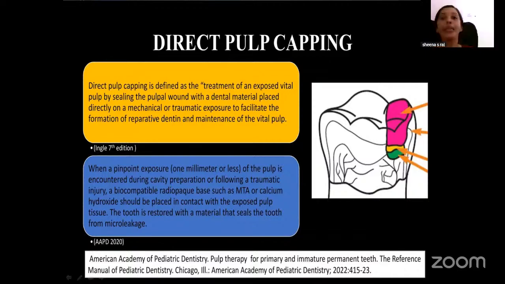As you can see in the first image, there is caries or mechanical injury. We place a hemostatic agent so that the bleeding will be stopped, and on the surface of that, we use certain material that helps in the formation of a dentine bridge. So this is the basic procedure of direct pulp capping, right?